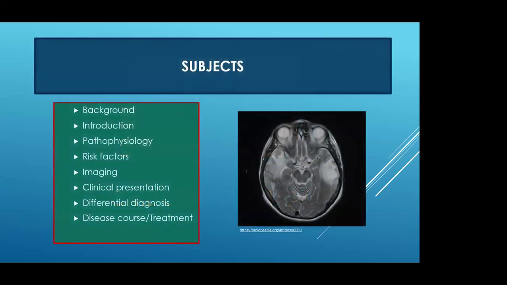The subjects we are going to be going over will be a little bit of the background about why we are talking about this today. I'm going to introduce what amyloid-related imaging abnormalities is, some of the pathophysiology related to this condition, and also some of the risk factors, imaging, clinical presentation, a little bit of the differential diagnosis, some pitfalls we should avoid all the time, as well as disease course and treatment, so that we can have a better idea.